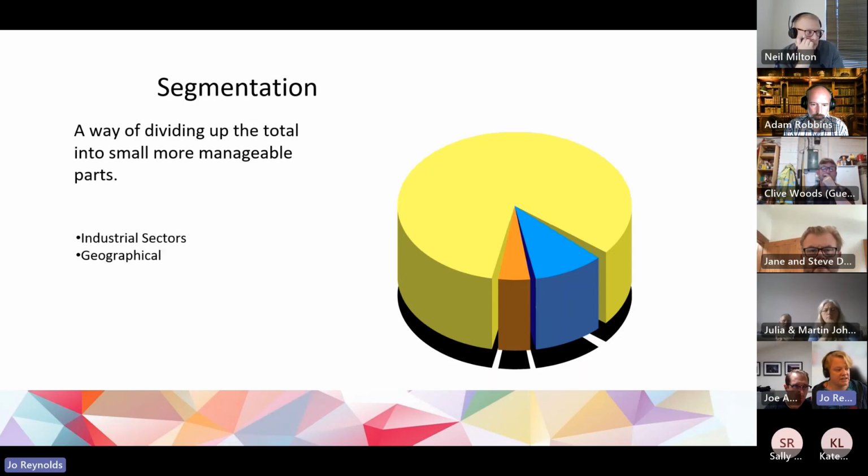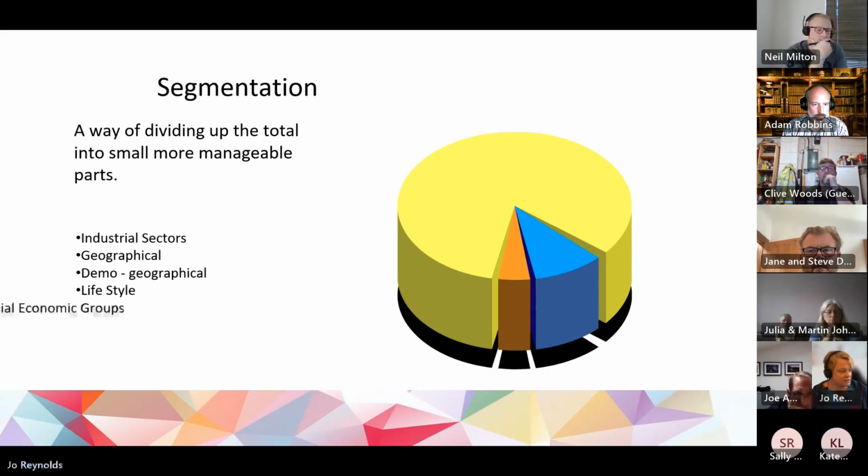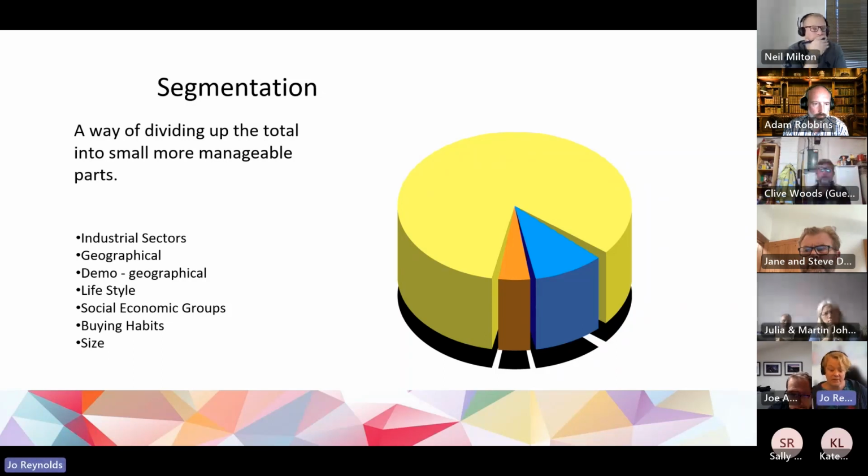We can look at industry sectors. We can look at geography. We can look at demographic and geography combined. We can look at lifestyle, social economic groups, buying habits, and size. So if we're dealing with B2B customers, we might look at size because we might not be able to cope with some of the bigger ones, or we might just need one big customer and we might be totally comfortable to put all our eggs in that basket.